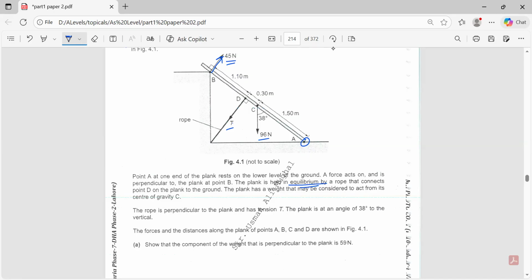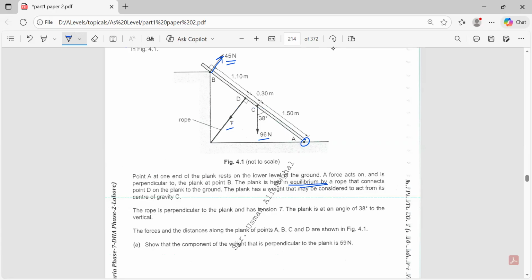So this condition is very important, that it is in a state of equilibrium by a rope that connects point D on the plank to the ground. The plank has a weight that may be considered to act from its center of gravity. The rope is perpendicular to the plank and has the tension T. The plank is at an angle of 38 degrees to the vertical. The forces and the distances ABCD are shown.